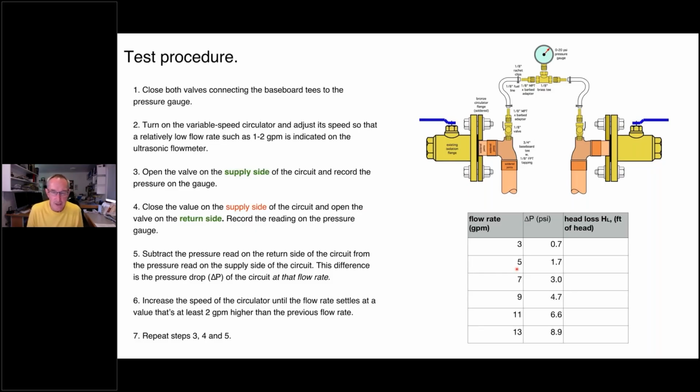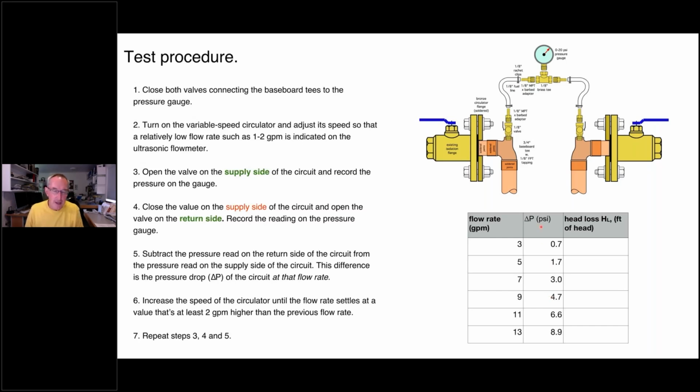It literally takes within a minute, within 30 seconds, to change those valves, record those 2 pressures, and move on to a different flow rate. So it's not as if this is taking a lot of time. Basically, we just keep repeating steps 3, 4, and 5. You can see here, we're just going to higher flow rates, and each time we're recording 2 pressures.